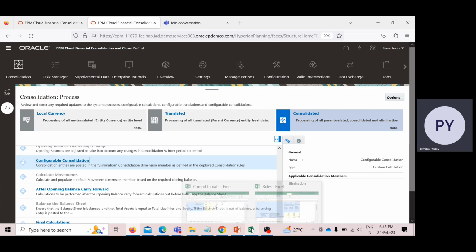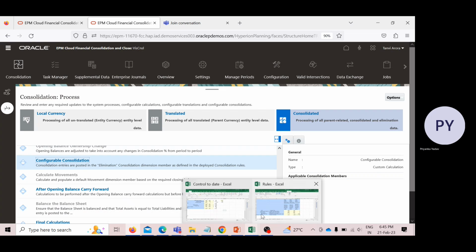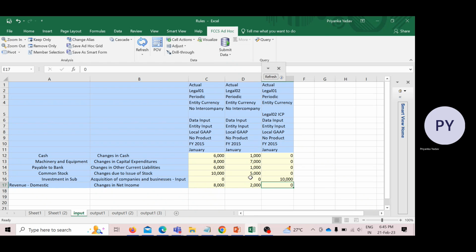I have prepared my input sheet. I have taken a few accounts: two assets, one liability, one common stock, one investment in subsidiary and one retained earning, to show you the effect of all these 9 rules. Then I've chosen two entities, legal 1, legal 2. I've input all the figures while configuring in the system for legal 1 and legal 2.